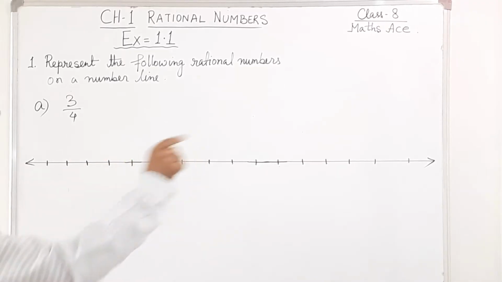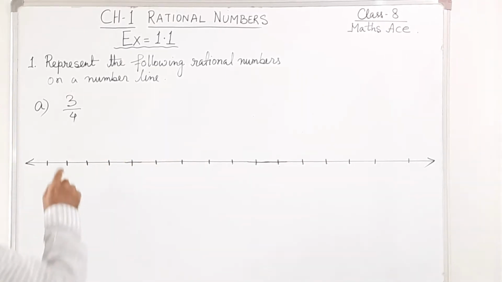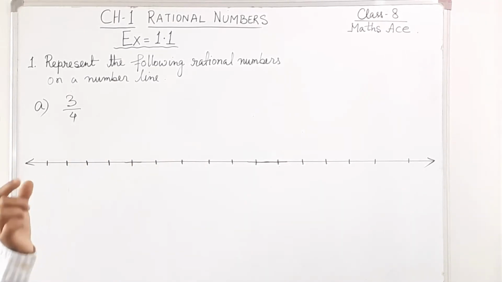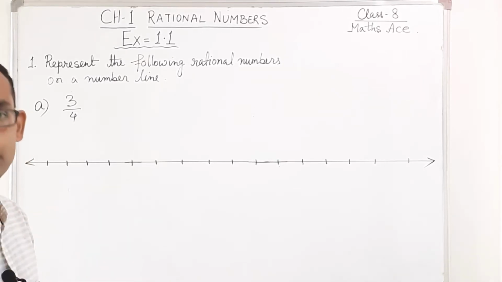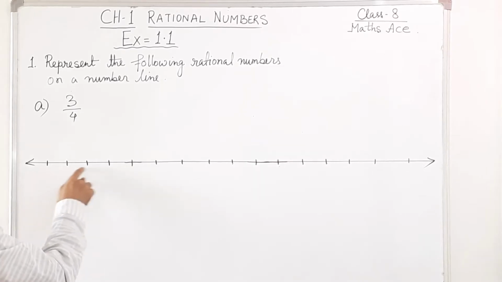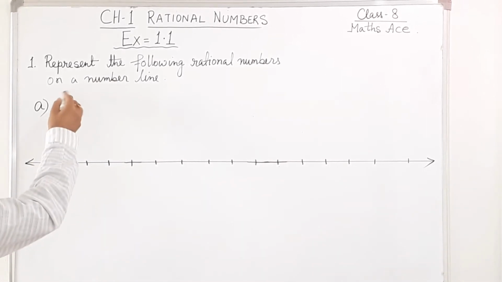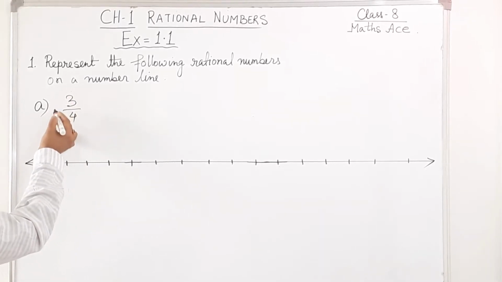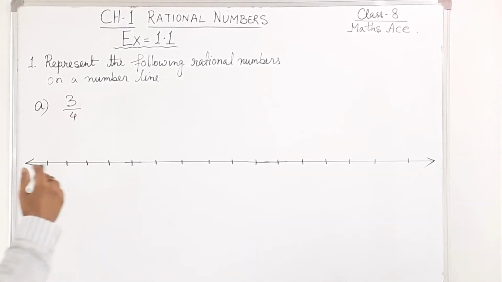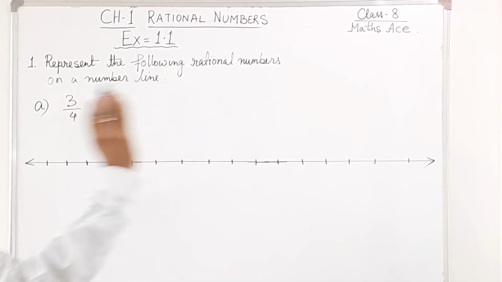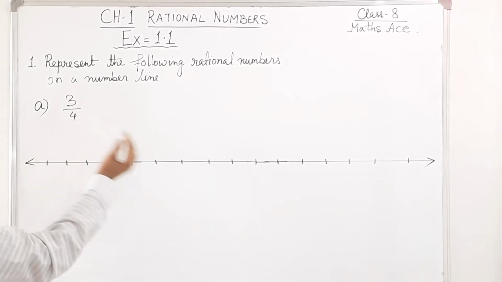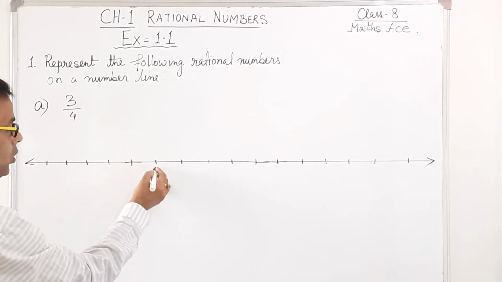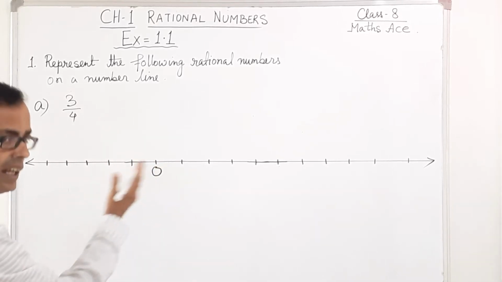And these divisions I have taken as equal divisions. You can also take the divisions like in your scale, 1 centimeter is there. So 1 centimeter like this way you can take it. Now you see nicely here 3 by 4. So it is positive 3 by 4. So positive means it will lie on the right hand side. If it lies on the right hand side, what we will do? We will write 0 a little bit towards the left.